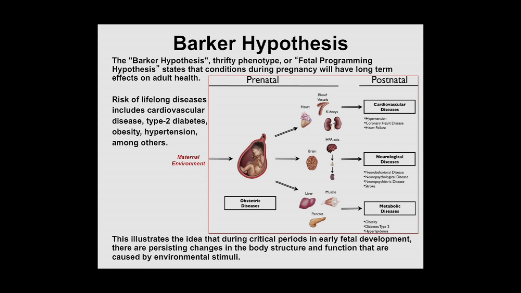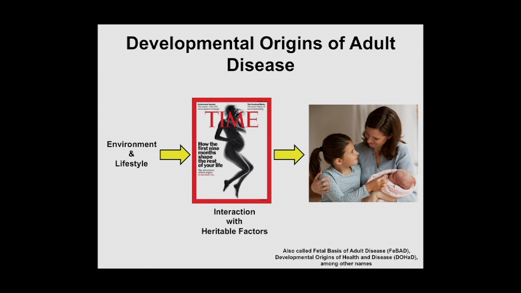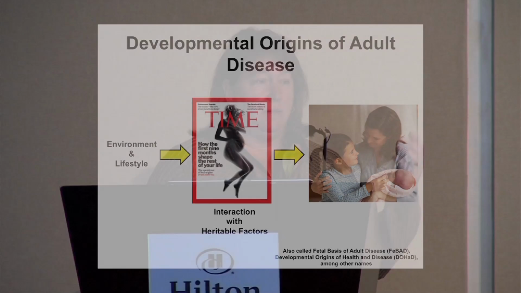So this just illustrates the idea that during critical periods in early fetal development, there can be persistent changes in the body's structure and function caused by environmental stimuli in the offspring. We now call this developmental origins of adult disease, DOHAD, fetal basis of adult disease, FEBAD. There's a couple of different names for it, but it means the same thing. It means that environment and lifestyle participate with heritable factors during the time of pregnancy to cause potentially lifelong influences on the health and viability of the offspring.